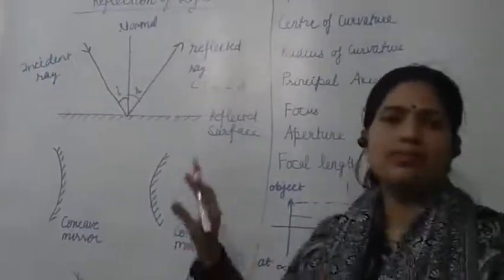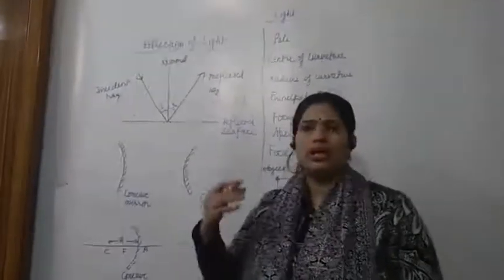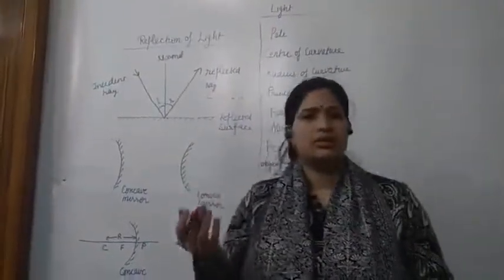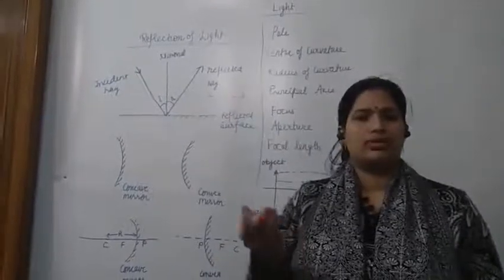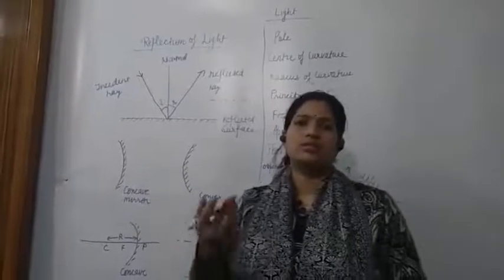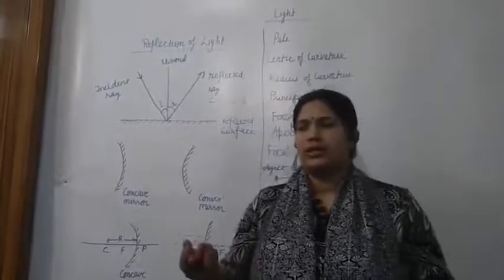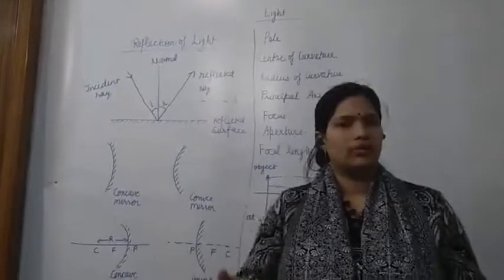Now, this is a plane surface phenomenon, plane surface reflection. For example, plane mirrors in our home, which we use to see our images, and the images that come out from these mirrors are virtual, erect, and laterally inverted.